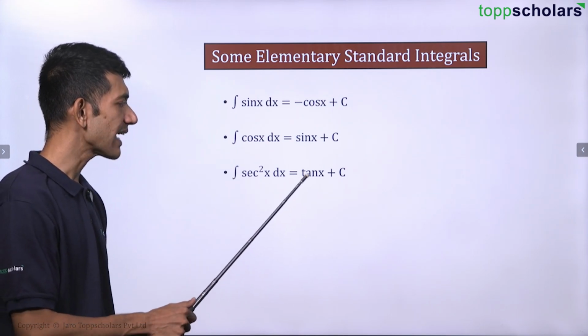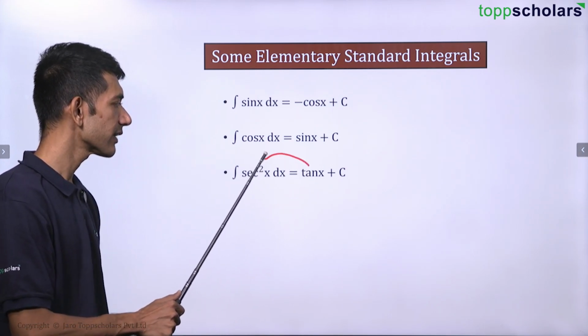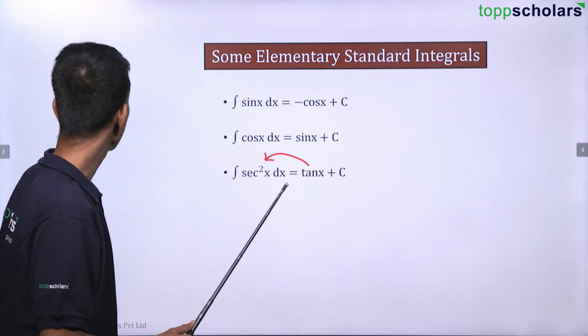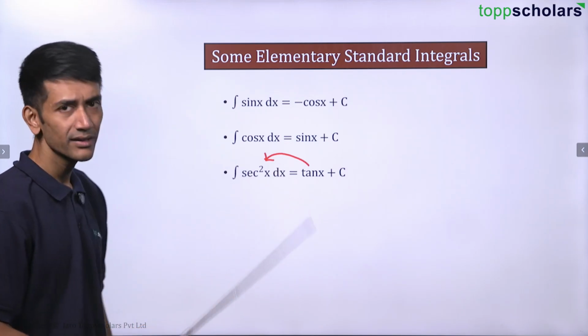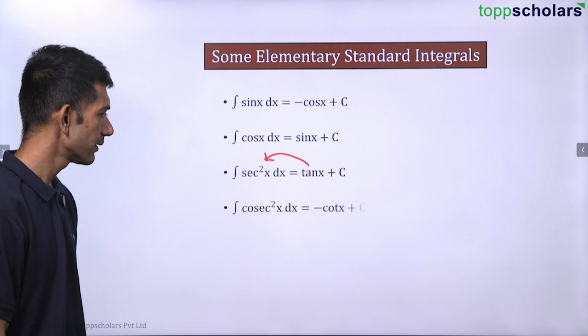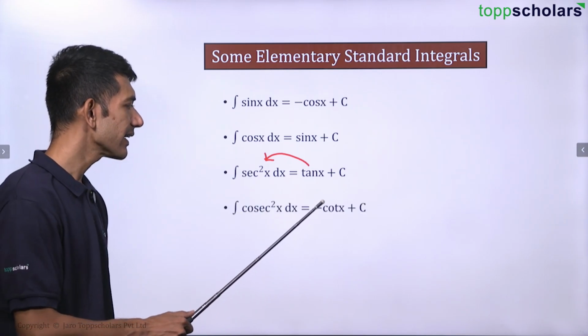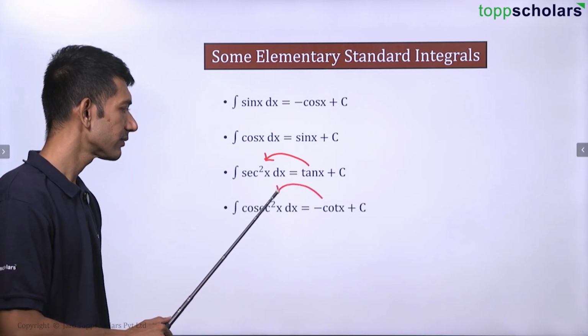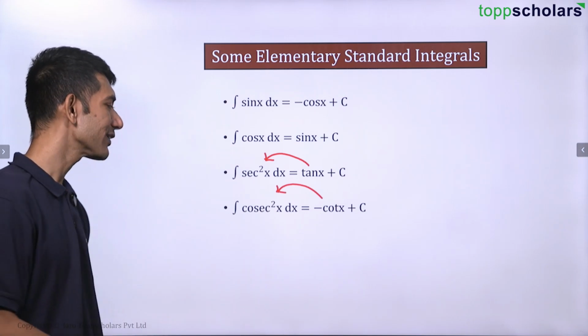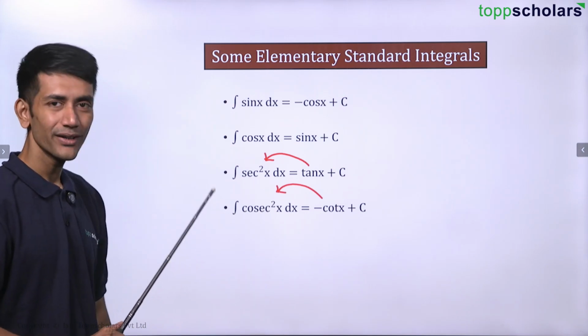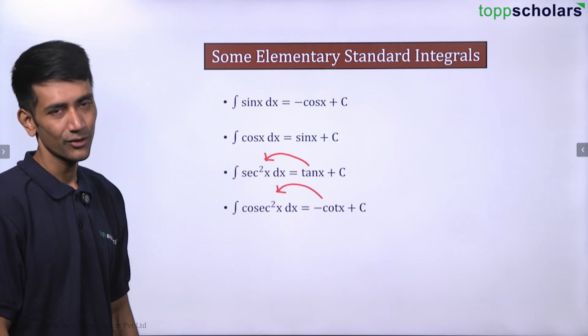Integration of sec square x is tan x, because derivative of tan x is sec square x. So integration of sec square x is tan x plus c. Similarly, derivative of cot x is minus cosec square x. So integration of cosec square x is minus cot x.